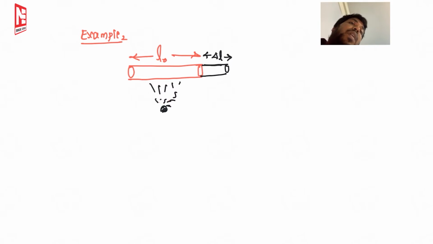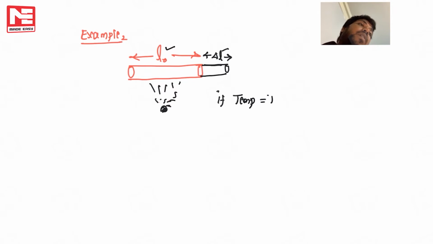Suppose the temperature is at room temperature, then the length of the metal rod is L0. Suppose we increase the temperature above room temperature, then delta L also is going to increase. This means that if temperature is equal to room temperature, then the length of the metal rod is equal to L0. That means the total length of the metal rod is equal to L0.